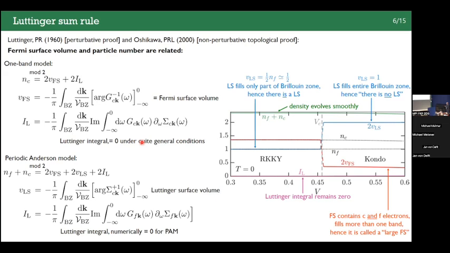And then on the other side, when you go here, the volume of the Luttinger surface jumps. It actually becomes equal to 1/2 of the density of F electrons, which is around 1/2. And correspondingly, the volume of the Fermi surface can also jump in such a way that the total density evolves smoothly, all right? So this clarifies how you can have this Fermi surface jump. It's a Luttinger surface that compensates for the difference.